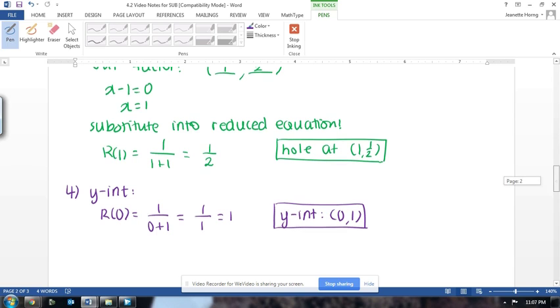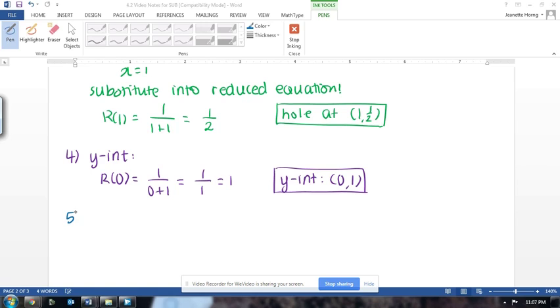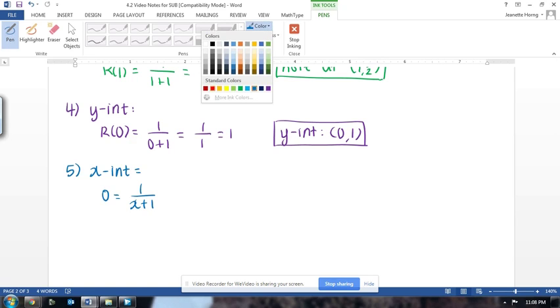Next one is x-intercepts. So for us to find x-intercepts, it's going to be the other way. Instead of putting 0 in for x, we're going to put 0 in for y. So we'll say, what if I set 0 equal to 1 over x plus 1. I'm again using my reduced equation just because it's simpler, I don't have to deal with as much. Try not to get freaked out.